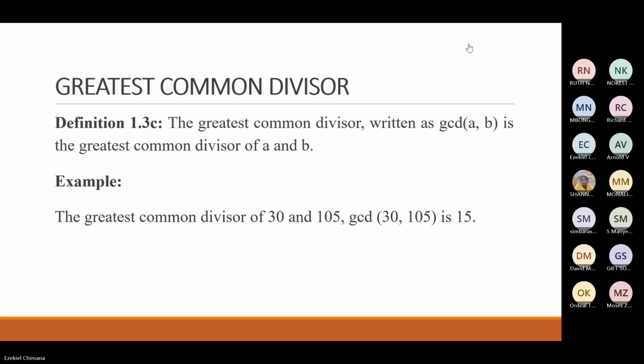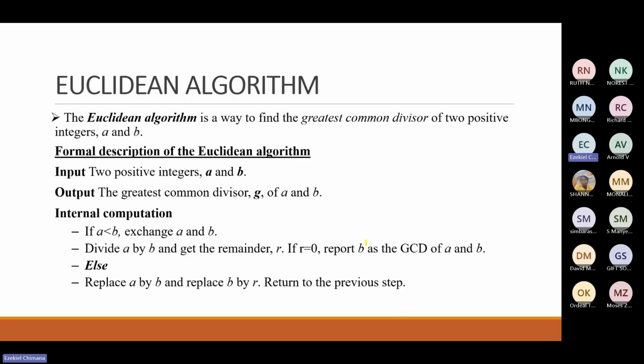Thank you for that. Okay, so the greatest common divisor of A and B is just the greatest number which gets into A and B without leaving a remainder. So the greatest common divisor of 30 and 105 is 15. This is the greatest number which gets into both 30 and 105. There's an algorithm that we normally use to find such a number, and that algorithm is the Euclidean algorithm.